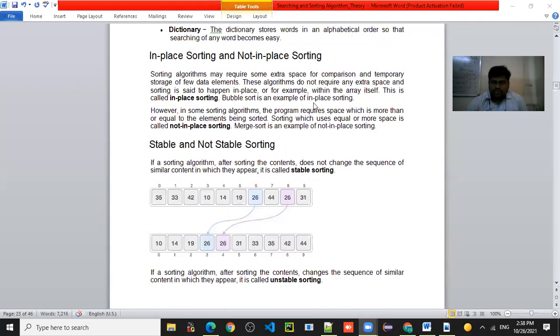Now here you can see the definition. These algorithms do not require any extra space, and whatever sorting we are doing will be done in the available place only, for example within the array itself. These kinds of algorithms are called in-place sorting algorithms. So bubble sort and insertion sort are examples of in-place sorting, right?